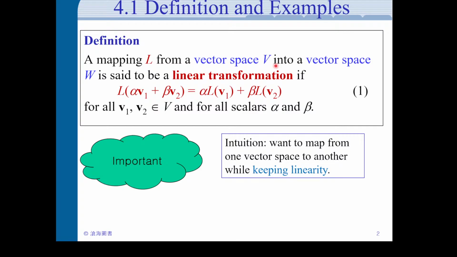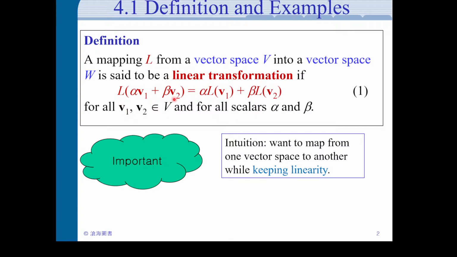We have defined all those vector spaces V in chapter 3. They specify closure and all those axioms, and we can do linear operations on them, and they have linear independence, etc. And now we want to see how we can map from one vector space to another vector space, but we want to keep linearity. What we mean by keeping linearity is we want to keep this linear structure.